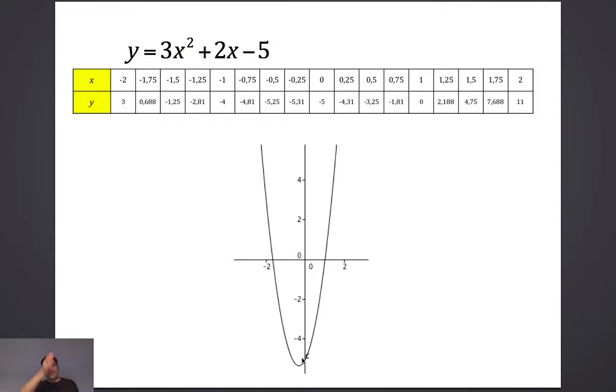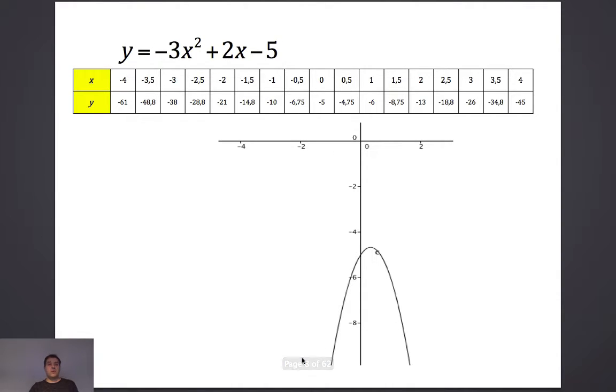As you can see, it's the same basic shape called a parabola, but not necessarily cutting the axes at the same point. So there's another one, y equals -3x squared plus 2x minus 5. And the fact that it was a -3x squared is the thing that's made the curve turn downwards.